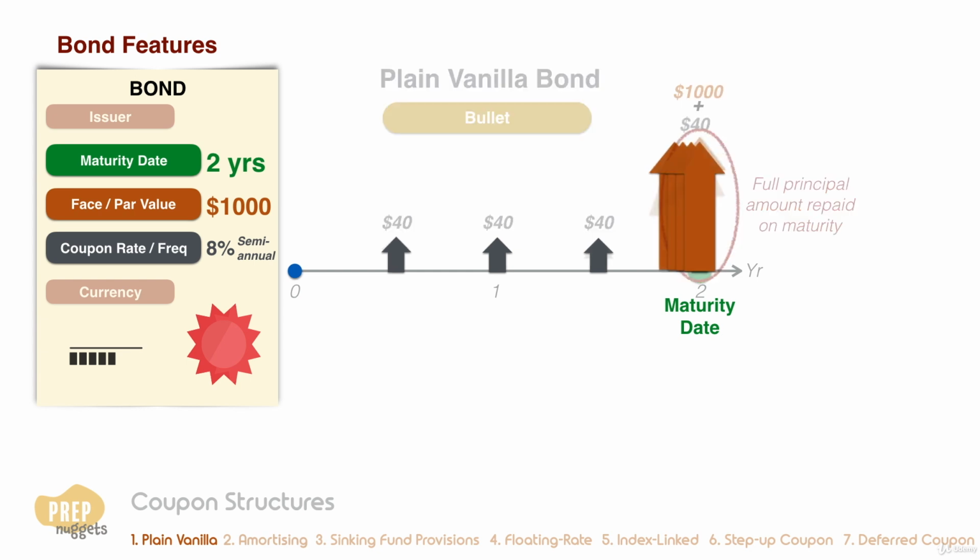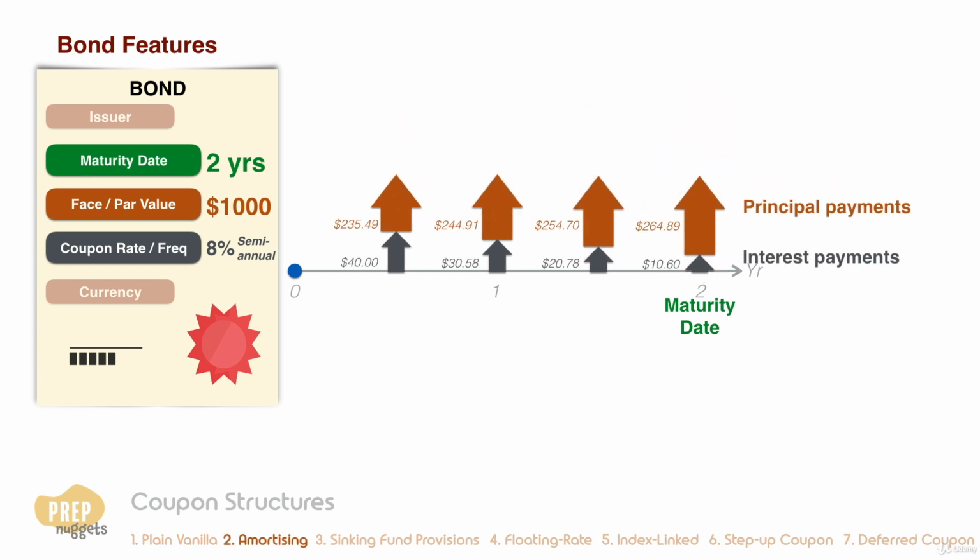Some bonds are structured such that principal payments are repaid throughout the course of the bond. For example, the bond can be structured such that the bond issuer pays out $275.49 half-yearly to the bondholder. Part of the amount is principal repayment, and the rest is interest payment. Does this look familiar to you? Your home loan is probably structured this way as well. We call this a fully amortizing bond.